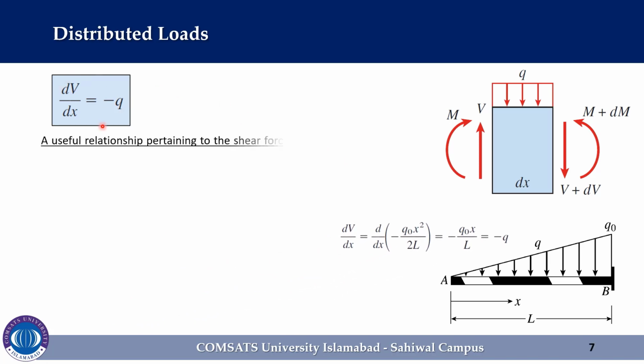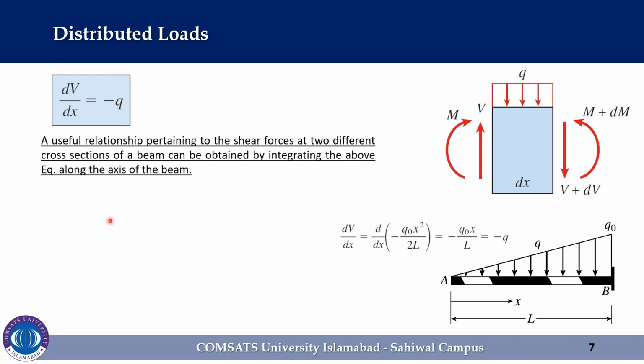A useful relationship pertaining to the shear force at two different cross sections of a beam can be obtained by integrating this expression along the axis of the beam. To obtain this relationship, we multiply both sides of this expression by dx and then integrate between two points A and B on the axis of the beam. Thus the expression looks like this: integral from A to B of dV is equal to minus integral from A to B of q dx, where we are assuming that x increases as we move from point A to point B.